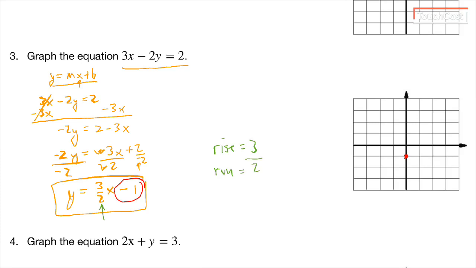So we can take that y-intercept point at negative 1, and we can go up 3, 1, 2, 3, and then over 2, 1, 2. And this will give us our second point right here. And then it's just a matter of connecting the dots. And that's our line.